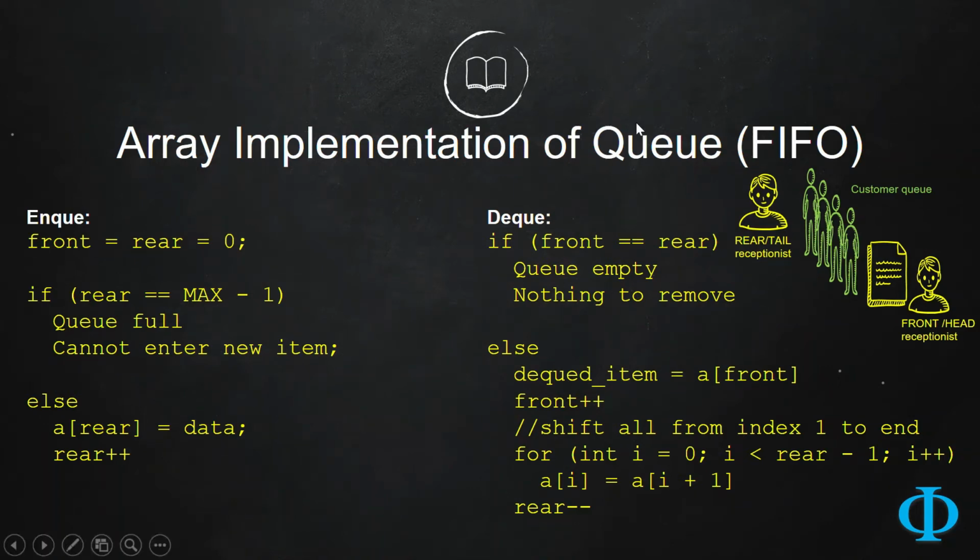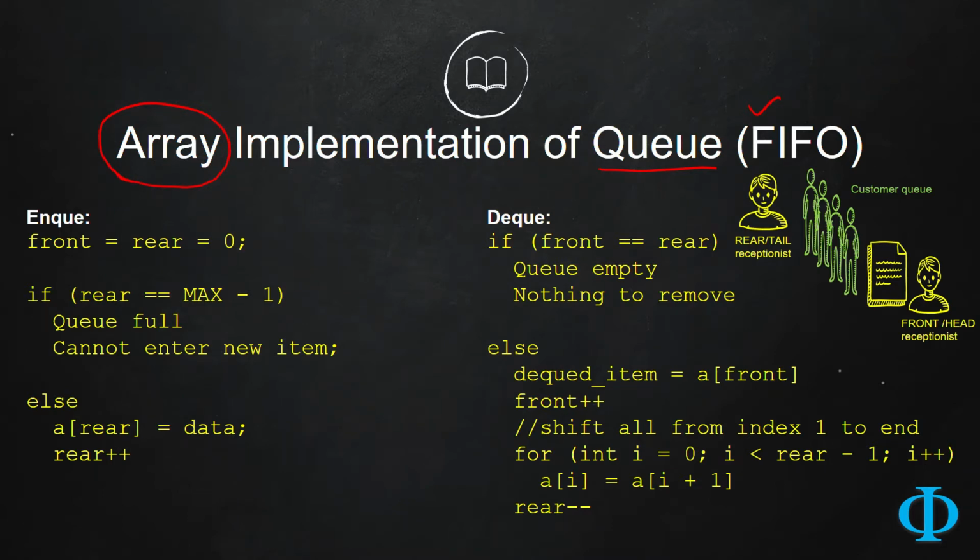Now we will try to understand how we can implement a queue or a FIFO data structure utilizing an array. Here we are going to understand two different operations in a queue, that is how to insert and how to delete a data item in a queue. And here also you have to follow some terminology convention.